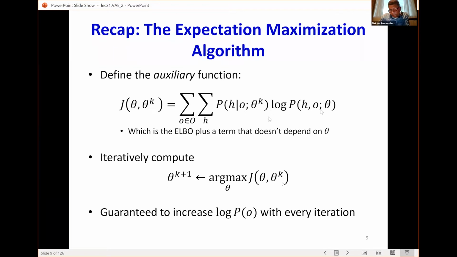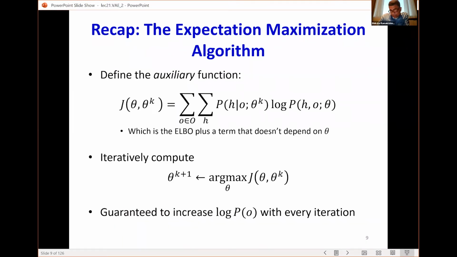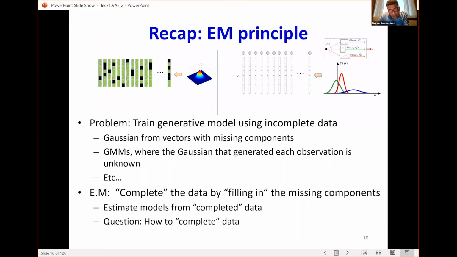So why is this not divided by Q over here? Because Q is not a function of theta. So when you're maximizing this, it's log of P minus log of Q, but Q is not a function of theta. So you'd only be maximizing the numerator. Did that answer your question? Right. And this is guaranteed to increase log P of O with every iteration.